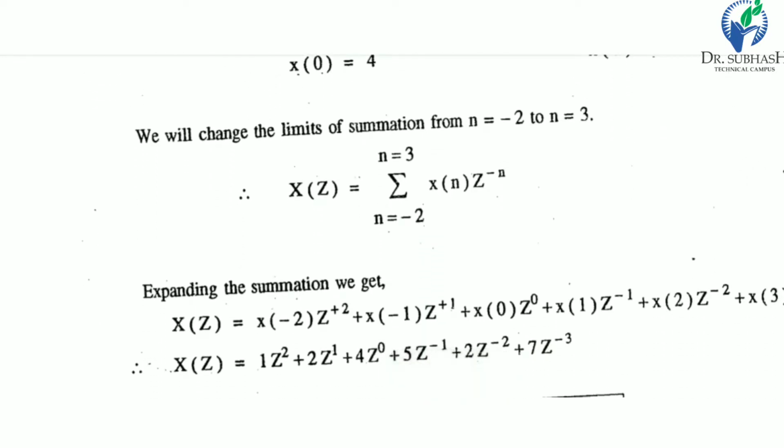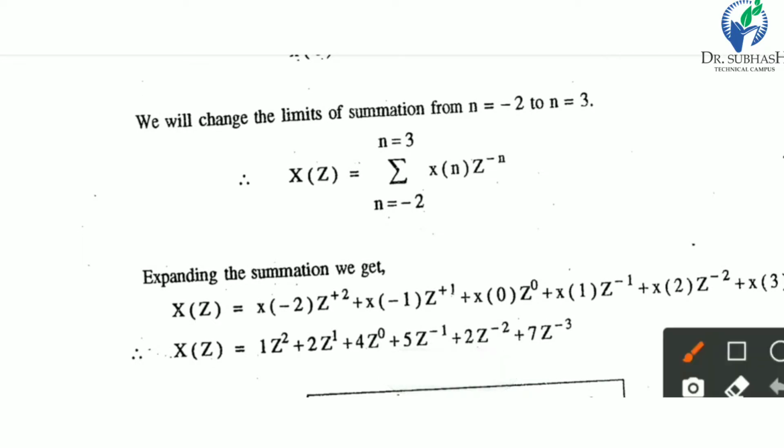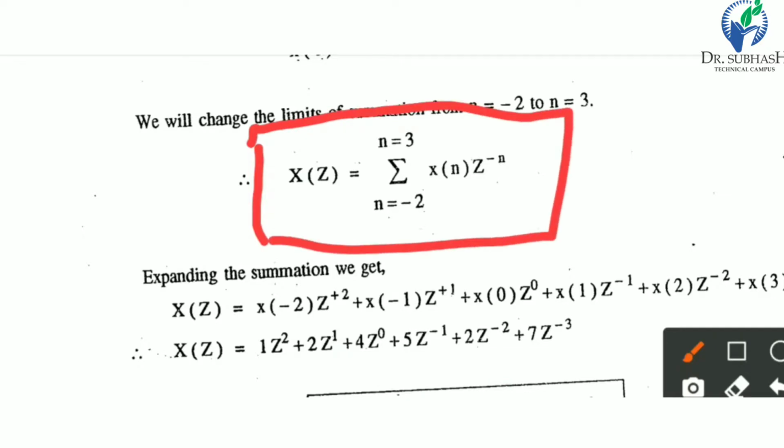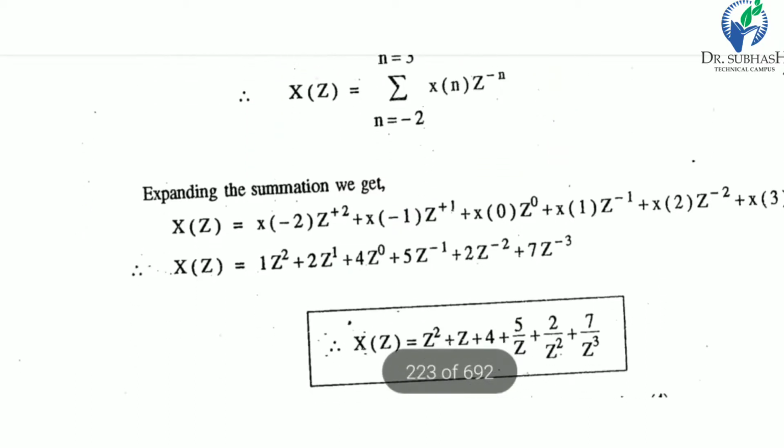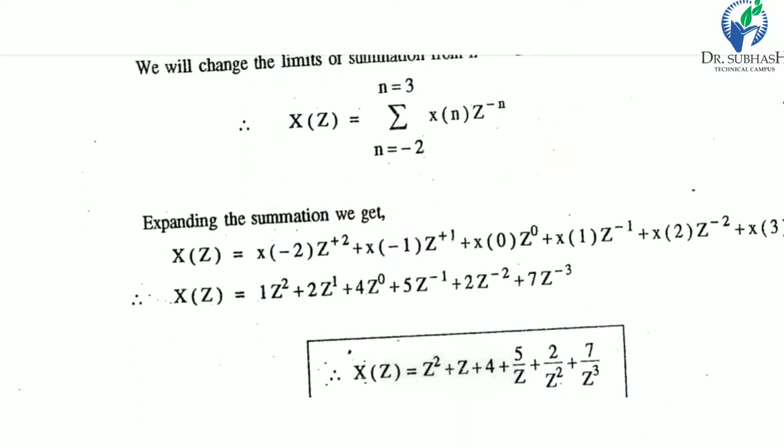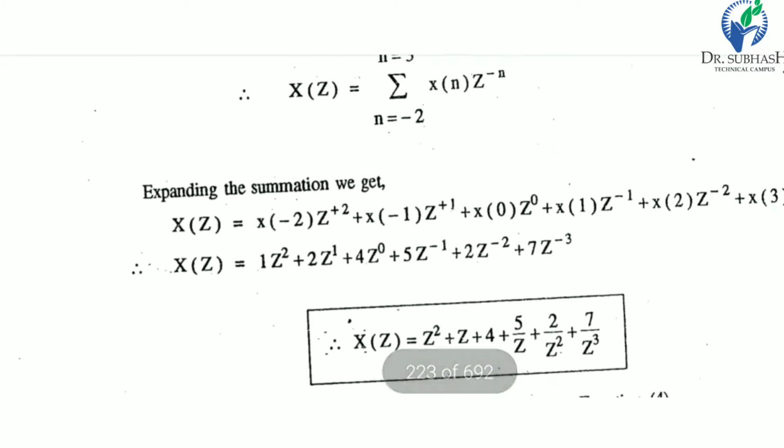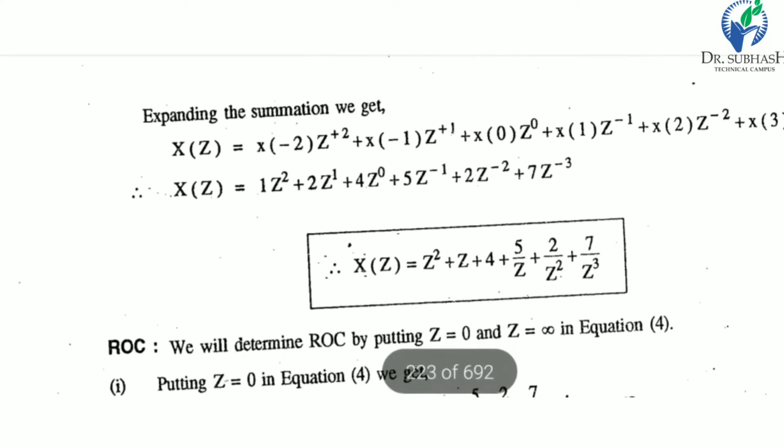We will change the limit of summation from n equal to minus 2 to n equal to 3. So our equation becomes x of z equal to summation n equal to minus 2 to n equal to 3, x of n z raised to minus n. In this equation, we start from n equal to minus 2 up to n equal to 3. So we put in the values of n and expand the summation.